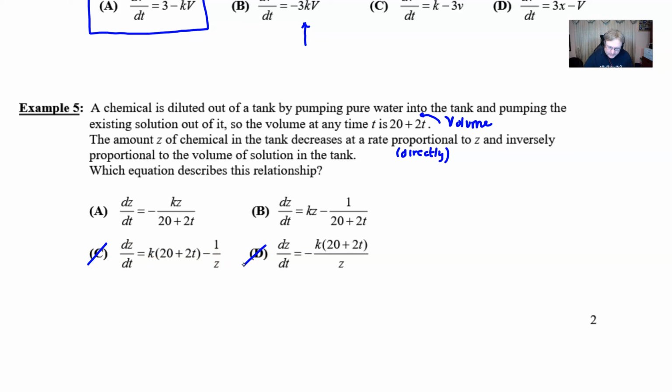But inversely means that you're going to divide. So you have in the denominator what follows the words inversely proportional, and there's your volume again that relates right back to this 20 plus 2t. So we should see that 20 plus 2t in the denominator of the k times z, and that's going to be your answer. A lot of these problems are going to be written a little bit more consistently.